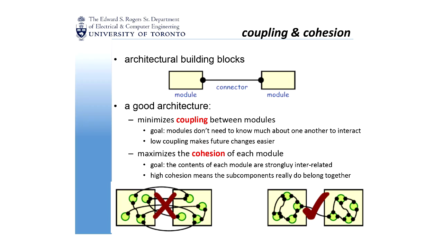While we desire low coupling between modules, we want high cohesion within them. Cohesion ensures that the contents of each module are strongly interrelated. High cohesion is a sign that the subcomponents of a module really do belong together, logically and functionally.